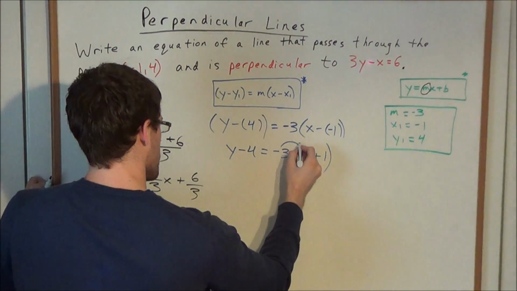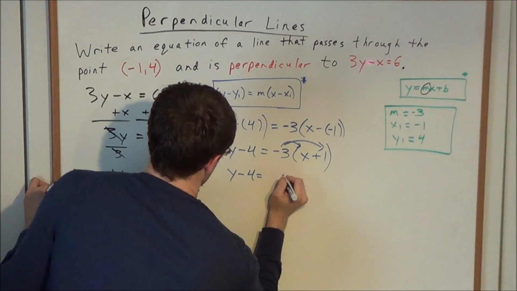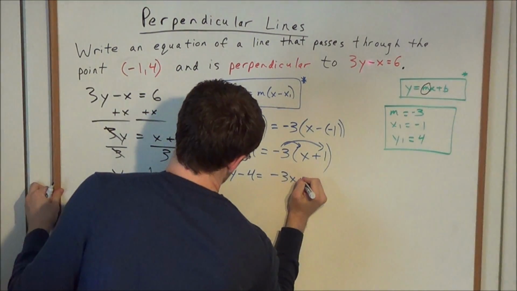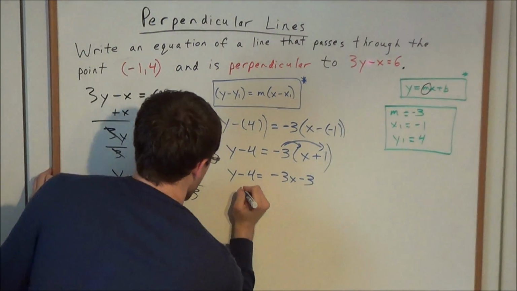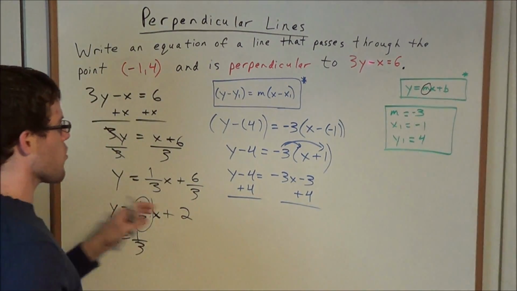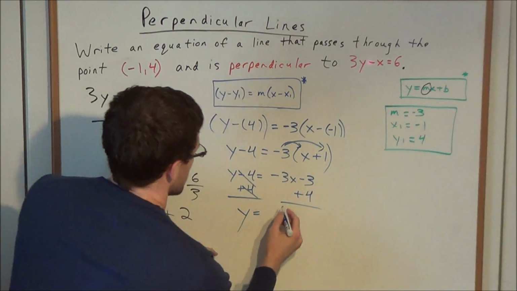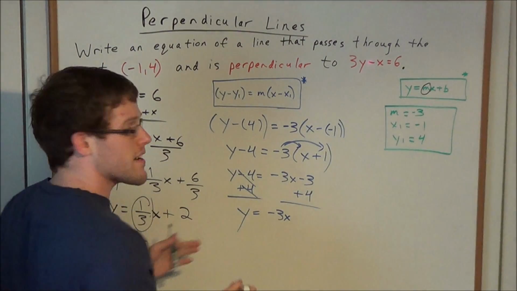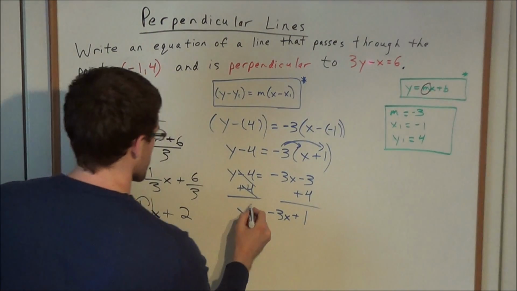The next step to simplify is to distribute this -3. We have y minus 4 is equal to -3x, and a -3 times a 1 gives us a -3. The last step to find the equation of our line is to add 4 to both sides. Once we add 4 to both sides, we have our equation in y equals form. So we have y equals -3x, and we have a -3 plus 4. A -3 plus 4 is a positive 1. So we have y equals -3x plus 1.